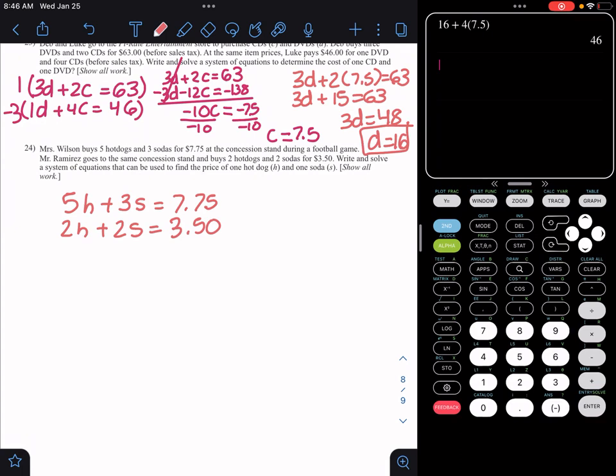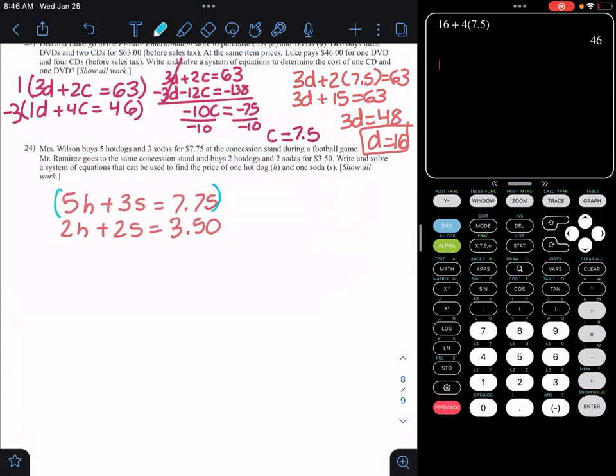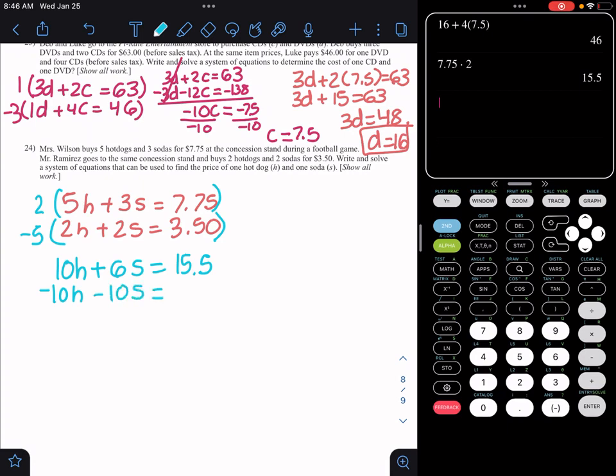Okay. Alright, I'm going to times the first one by 2. And since none of them are negative, the second one by -5. 2 times 5 is 10H. 2 times 3S is 6S. And 7.75 times 2 is 15.5. Then -5 times 10 is -10. -5 times 2 is -10S. And then -5 times 3.5 is -17.5.